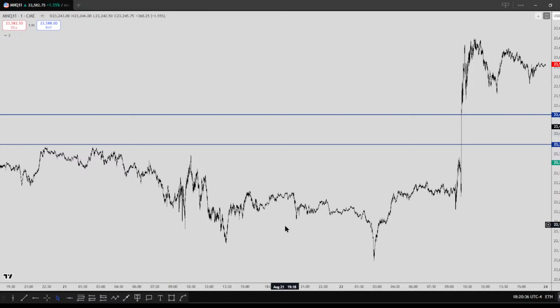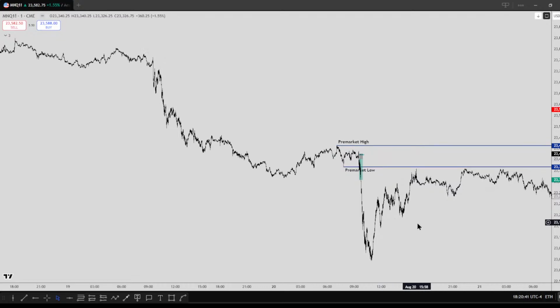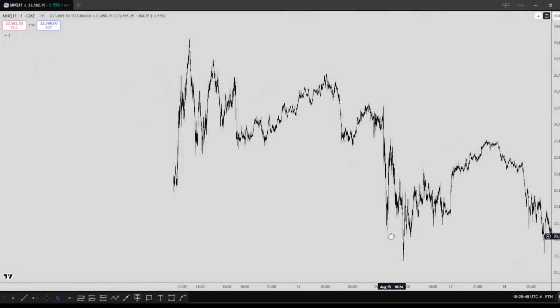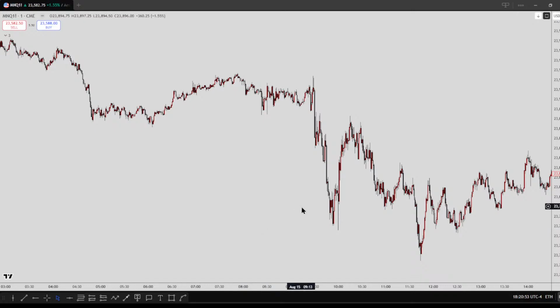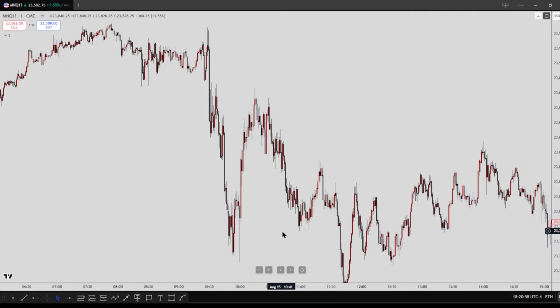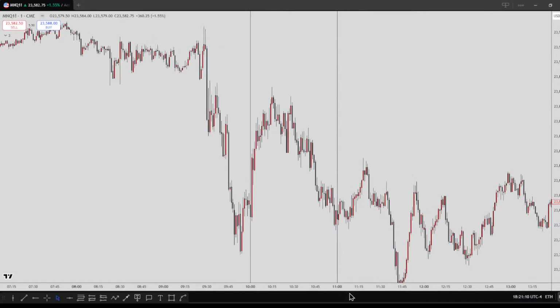Okay, silver bullet. We're going to be looking at silver bullets. I didn't prepare any silver bullets, so I have to find one quickly. This will do. Silver bullet time window, 10 o'clock to 11 o'clock. I'm going to make this quick because I want to go into swing trading.